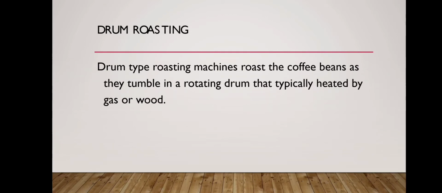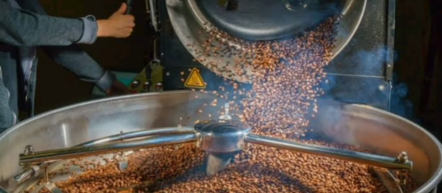So, drum roasting. Drum-type roasting machines roast the coffee beans as they tumble in a rotating drum that is typically heated by gas or wood. So, yung drum roasting, nilalagay doon yung coffee beans sa drum. Then, umiikot to, nagpo-produce din siya ng heat because of gas or woods. So, yung example ng drum roasting natin is ito. Lahat ng bean nasa isang drum.